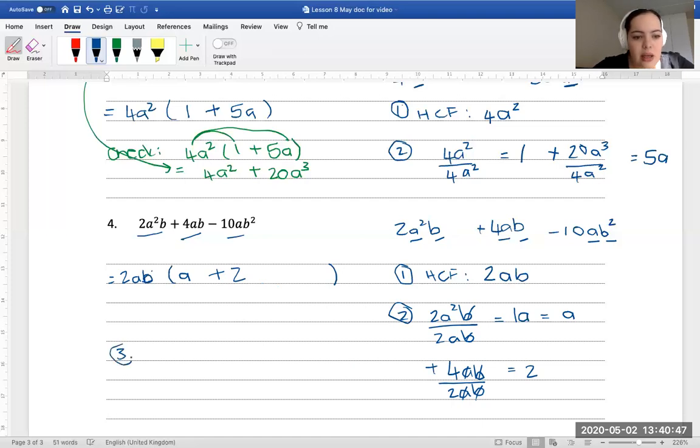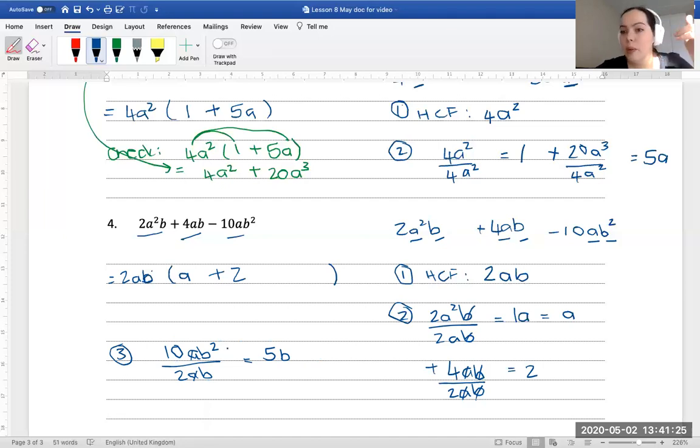Alrighty, now let's do our last one. 10ab squared divided by 2ab. And we say to ourselves, okay, 10 divided by 2 is 5. A divided by A, well, they're going to cancel out, so I'm not going to write any A's here. B squared divided by B, hopefully you can recognize that it is just B at the top, because at the top we have B times B, 2 B's, and at the bottom we have 1 B.